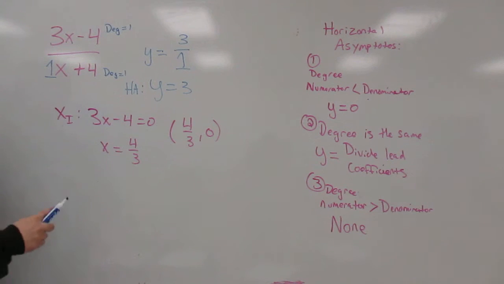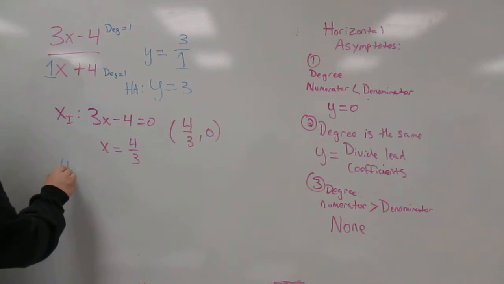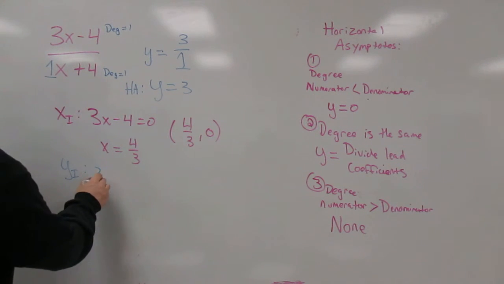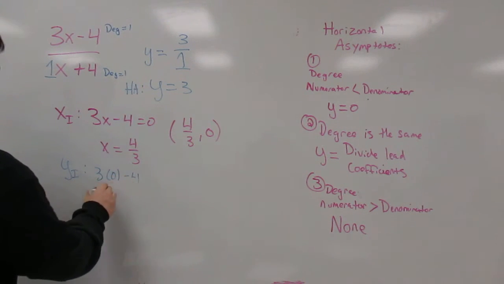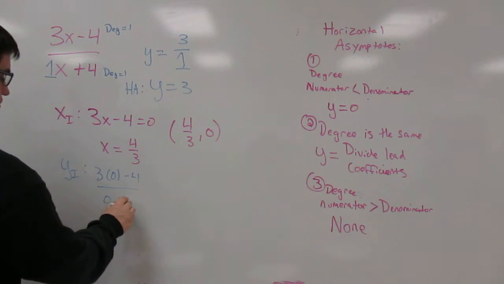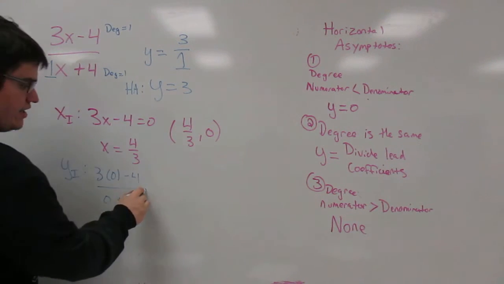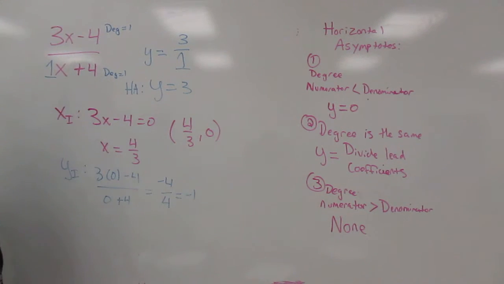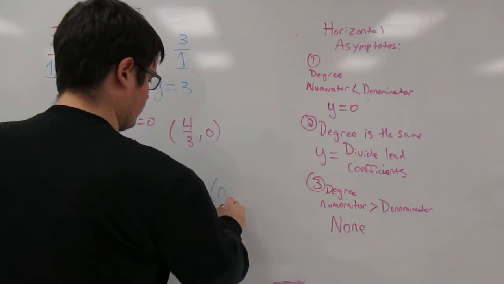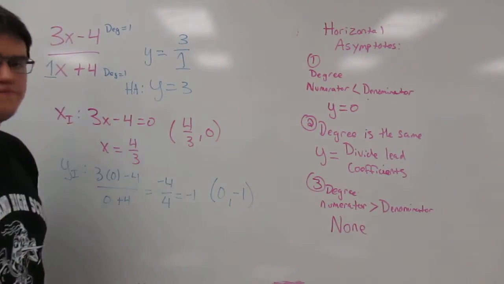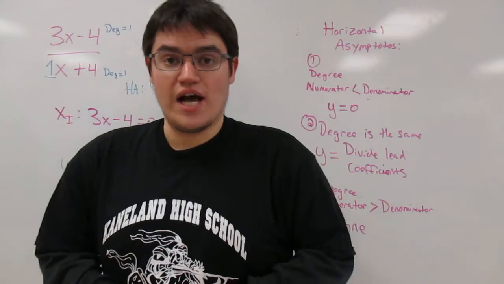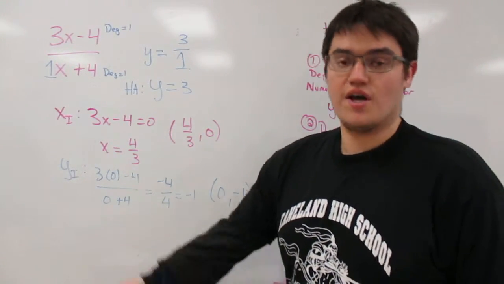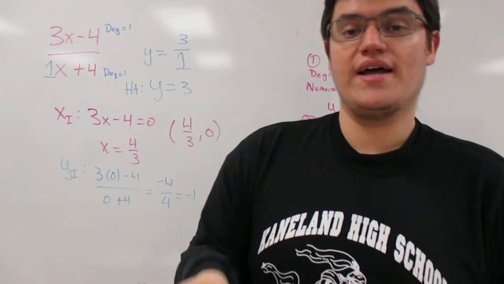And then finally for your y-intercept, we want to set x equal to 0. So you get 3 times 0 minus 4 all over 0 plus 4. This is negative 4 over 4, which equals negative 1. So our y-intercept is 0, comma negative 1. Okay, so now you're able to find horizontal asymptotes, x-intercepts, y-intercepts, vertical asymptotes from the other video, and holes.